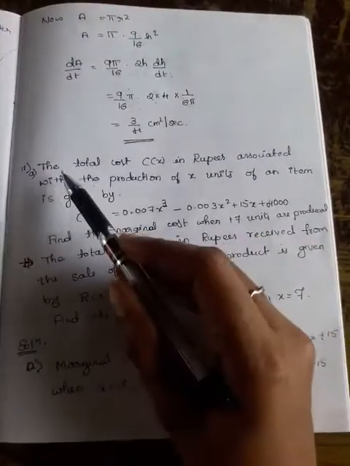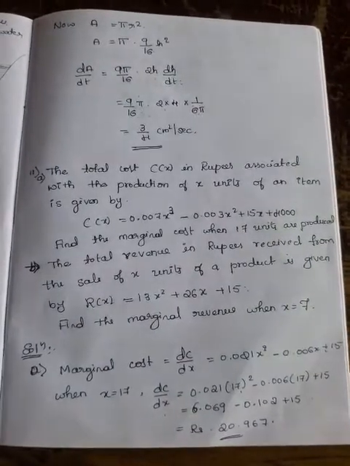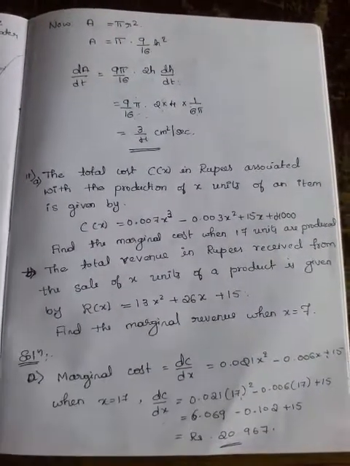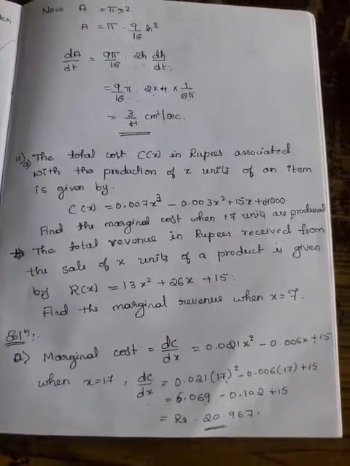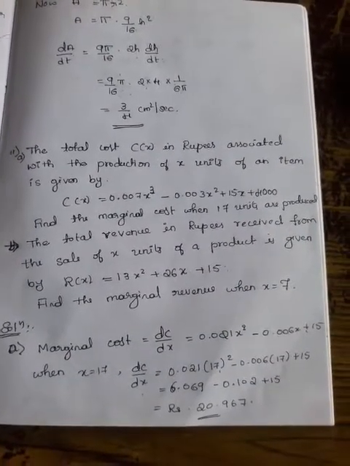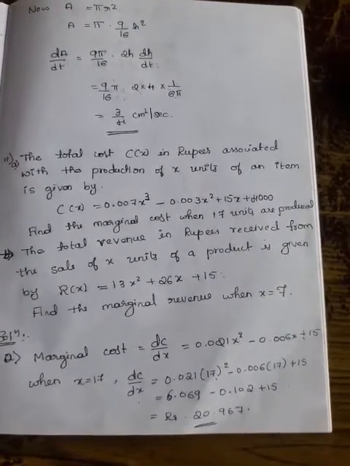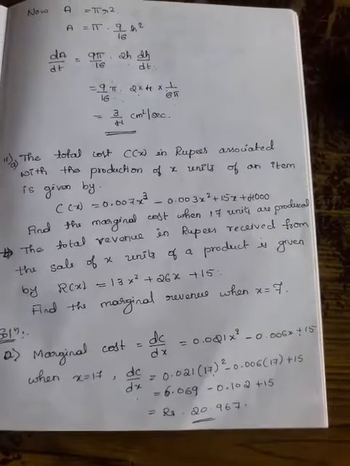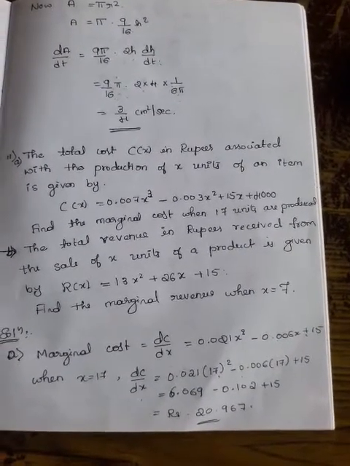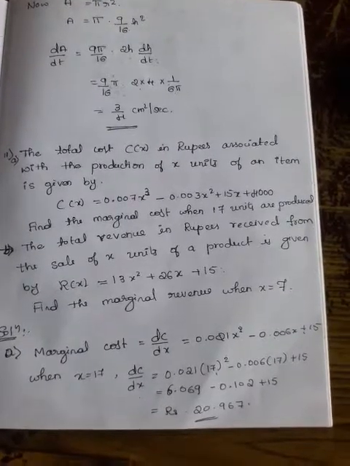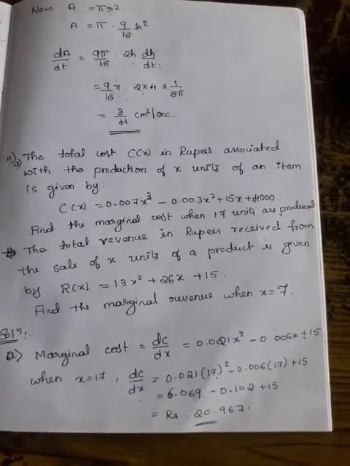Now come to the next problem. This is on economics. First let us see what the economic properties are. Derivatives are used in economics, but the vocabulary used for rates of change is marginal. Suppose C of x is the cost of production of x number of units, then the marginal cost of production is the rate of change of cost with respect to the level of production. Hence, it is dC by dx.